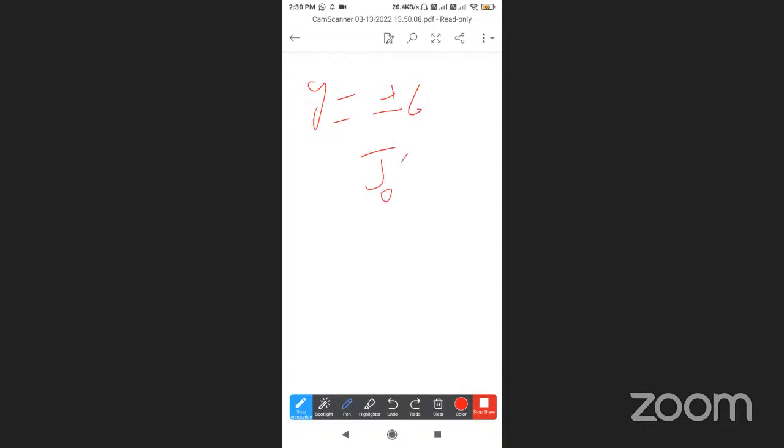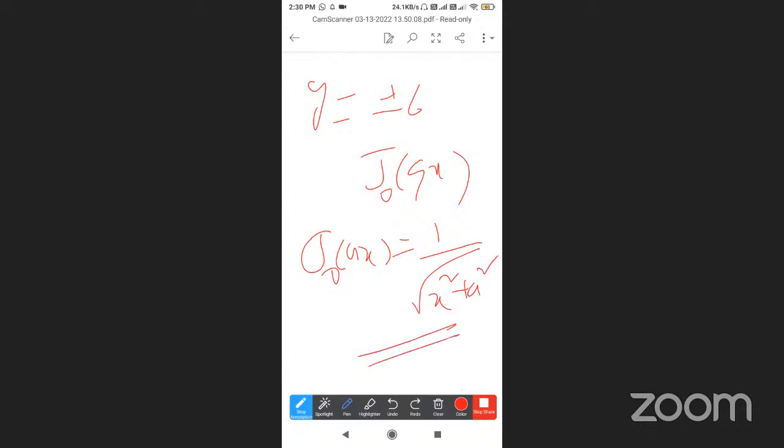So y is equal to plus or minus 6, this is J naught of 9x. The formula: J naught of ax is equal to 1 by the square root of s square plus a square, which is called J naught. So y is equal to plus or minus 6 times J naught of 9x. Both solutions, plus 6 J naught of 9x and minus 6 J naught of 9x, satisfy the integral equation.